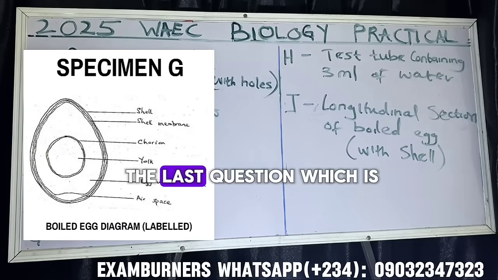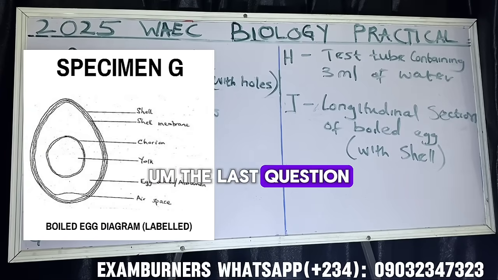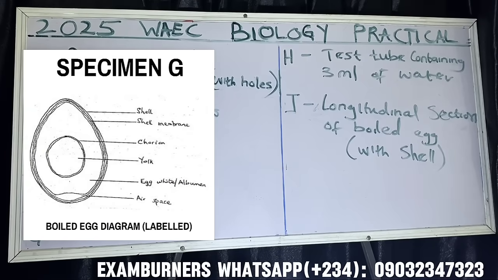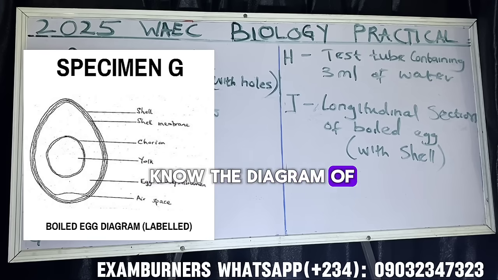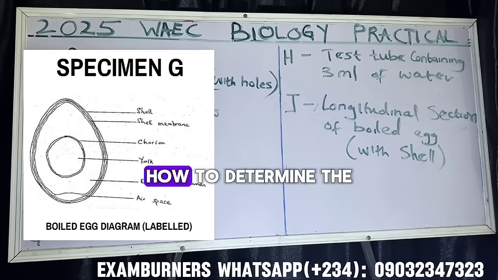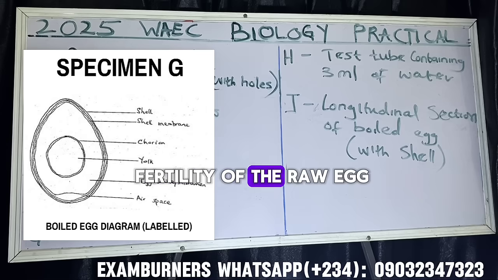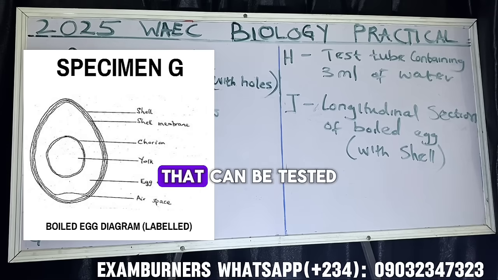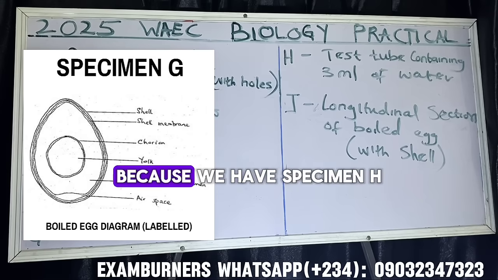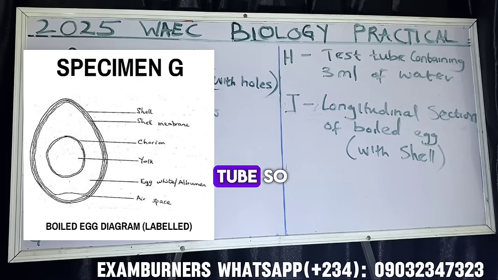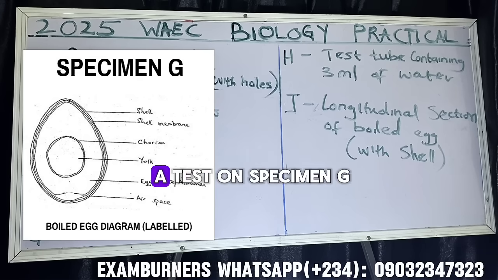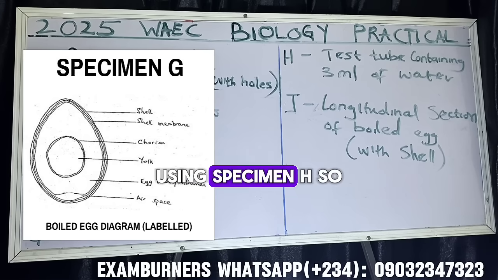Then moving on to the last question, which is question number 3. Raw egg. You should know the diagram of the raw egg. You should know how to determine the fertility of the raw egg. You should know the tests that can be carried out on this raw egg, because we have specimen H, which is a test tube. So they can tell you to carry out a test on specimen G using specimen H.